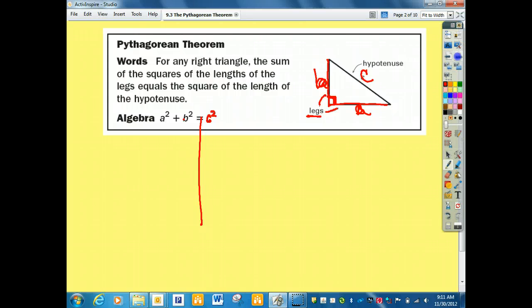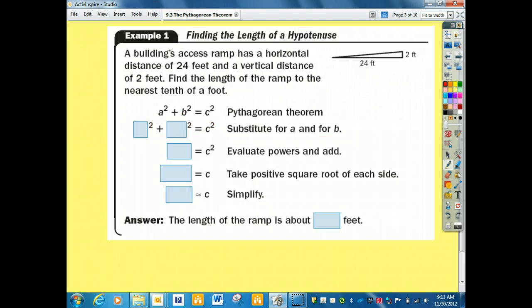All right. A building's access ramp has a horizontal distance, horizontal, like you're laying down, flat, of 24 feet. So horizontal distance of 24 feet. And a vertical, like you can jump in basketball, how high you can jump? Well, this has a vertical rise of how much? What's my vertical on this ramp? 2 feet. Good. Find the length of the ramp to the nearest tenth of a foot.